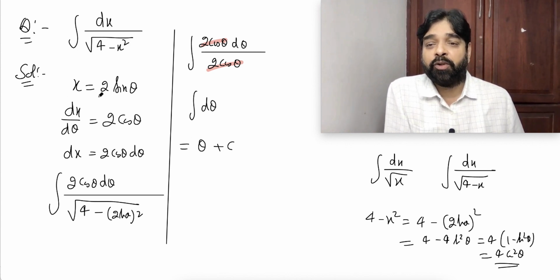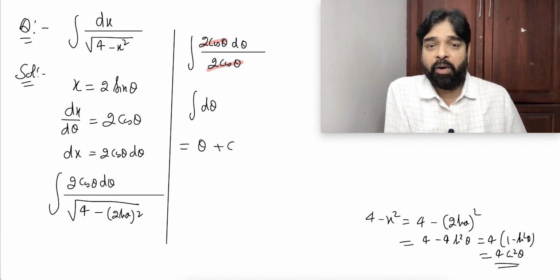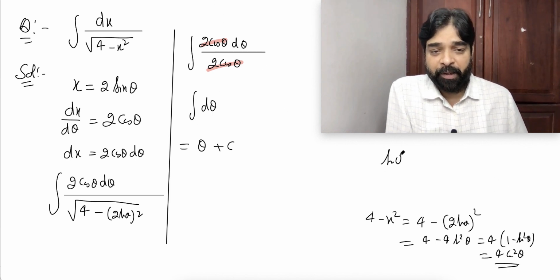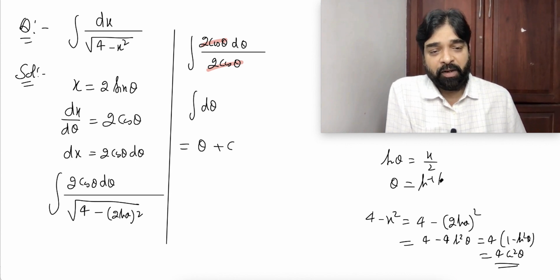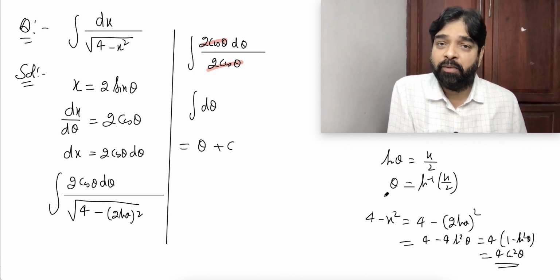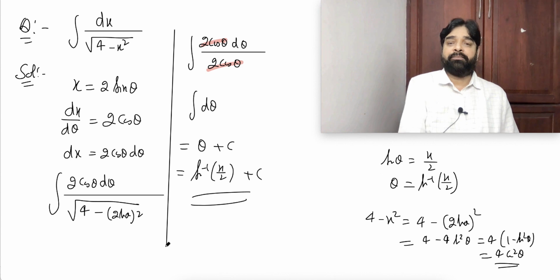So x equals 2 sin theta. So sin theta we can write what? I'm just removing this portion. So sin theta will be equal to x by 2. So theta will be what? Sin inverse x by 2. Yes or no? So this will be sin inverse x by 2 plus c. All of you understood the point.